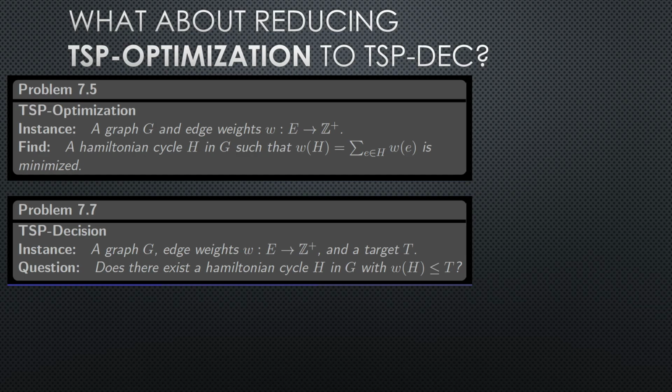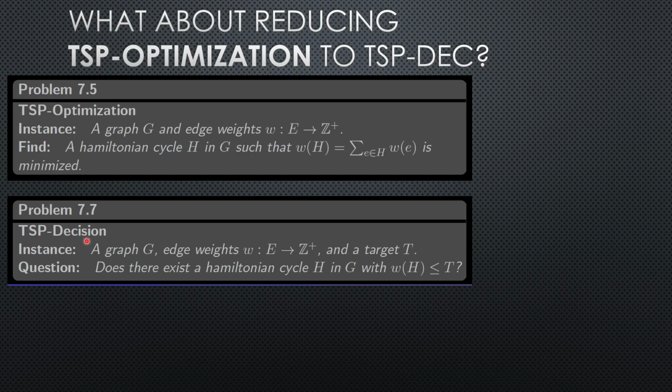And last time we showed that you can reduce TSP optimal value to TSP decision. So given a constant time solution to this problem, TSP decision, an oracle that solves this problem, a TSP decision solver routine, we can actually solve TSP optimal value in polynomial time in the input.